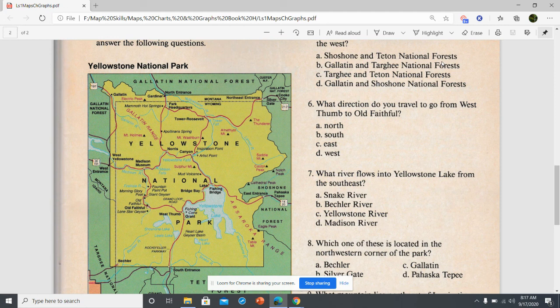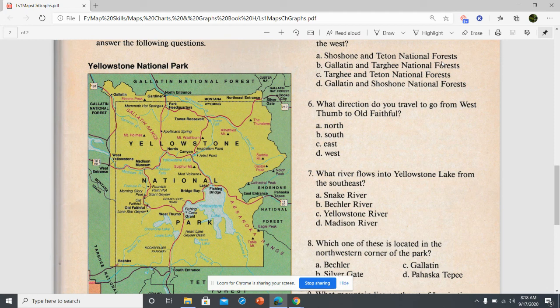Number 5. What national forest borders Yellowstone on the west? So look for that western side of Yellowstone National Park. Is it A, Shoshone and Teton National Forests, B, Gallatin and Targhee National Forests, C, Targhee and Teton National Forests, or D, Gallatin and Shoshone National Forests? So 2 national forests border Yellowstone on the west.